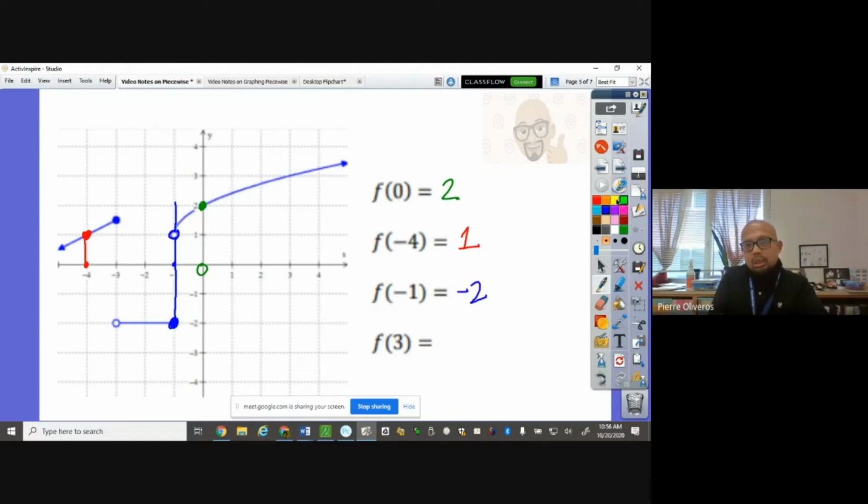And last one here, f of 3, 3 is right here. So draw a line there. Boom. And that point is 3, 3. So this is going to be 3. There you go. That's how you solve piecewise function algebraically and graphically. I hope you learned something. As always, kaboom.